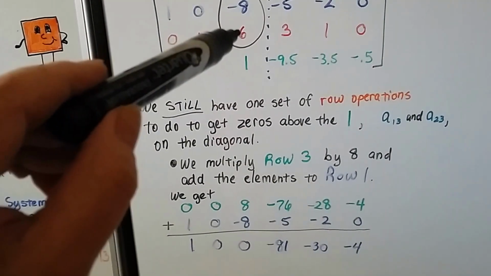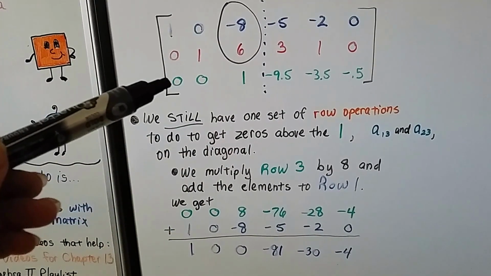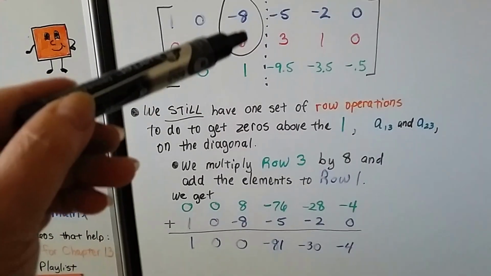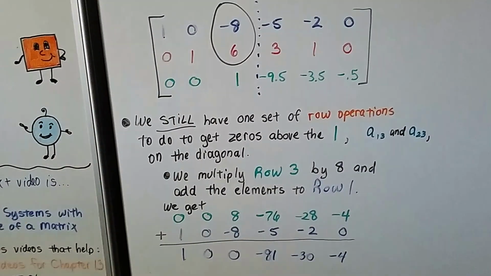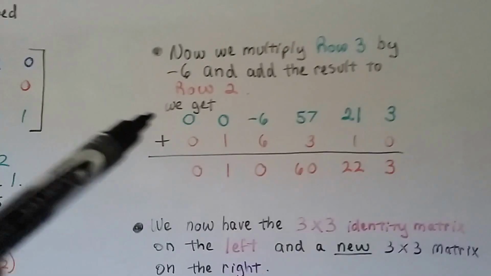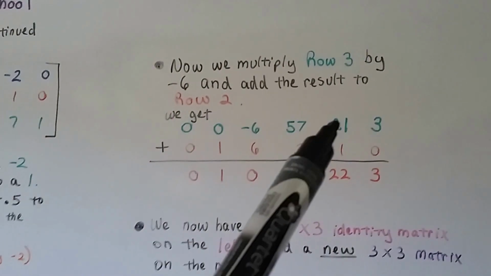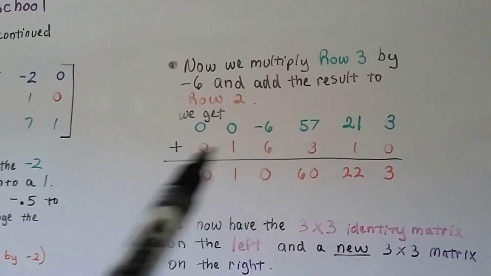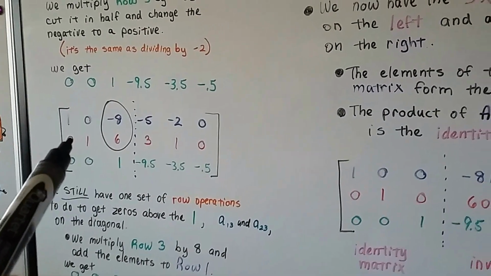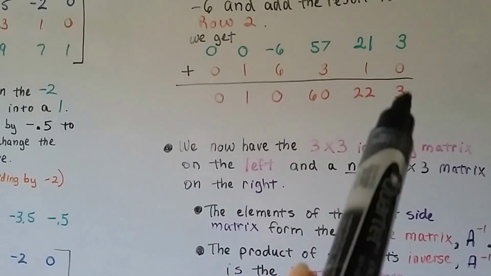We still need to get rid of that 6 and make it a 0. So we can go back to this green row and multiply it by a negative 6, which will turn this 1 into a negative 6, which will make that a 0 pair, won't it? So we end up multiplying the green row by that negative 6, and we get a 0, 0, negative 6, 57, 21, and a 3. And when we add it to this row, we get a 0, 1, 0, 60, 22, and a 3.